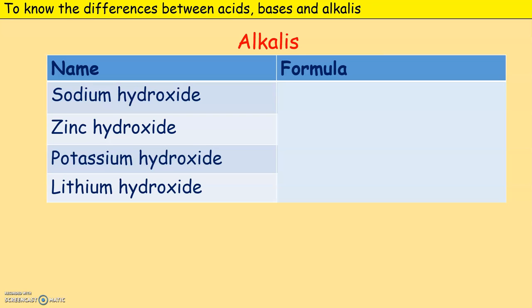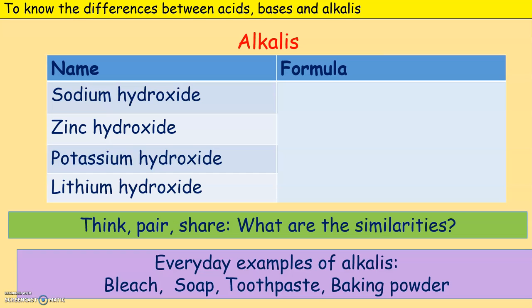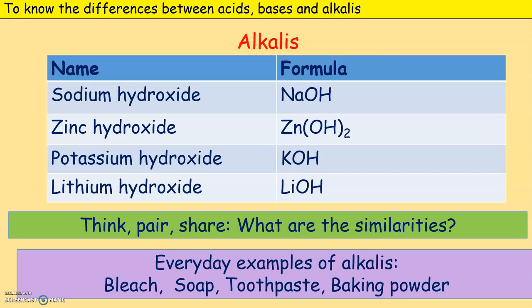All right, let's continue. Now, again, it's so important for you to look at the similarities between this. Again, some of the everyday products for alkalis are bleach, soap, toothpaste, surprisingly, and baking powder. And this is the chemical formula of each of these particular alkalis. Again, mark your work, pause the video, make corrections, and when you're ready, you press play.